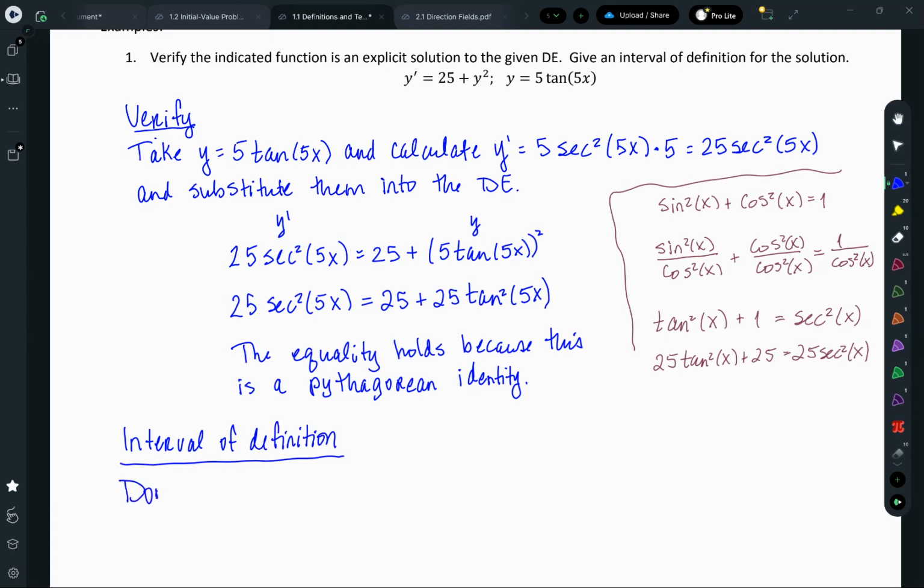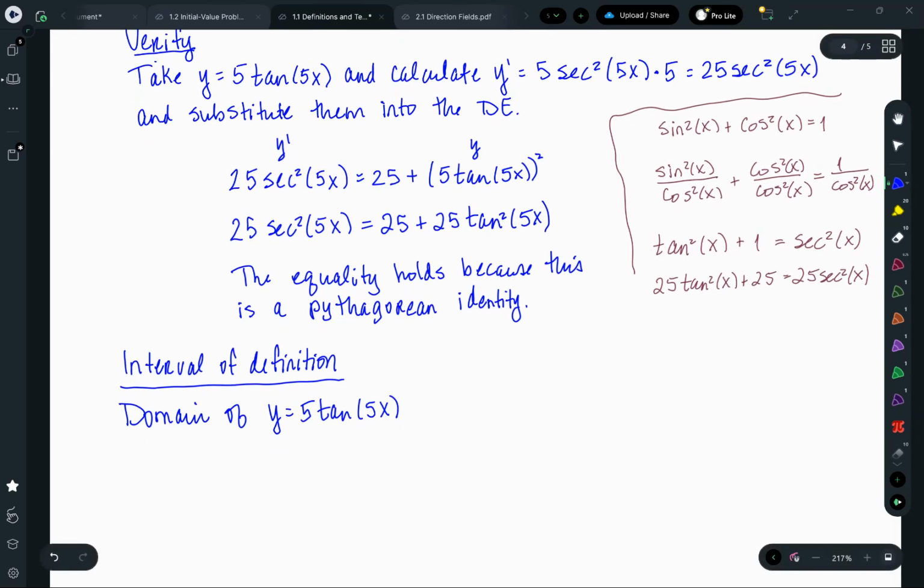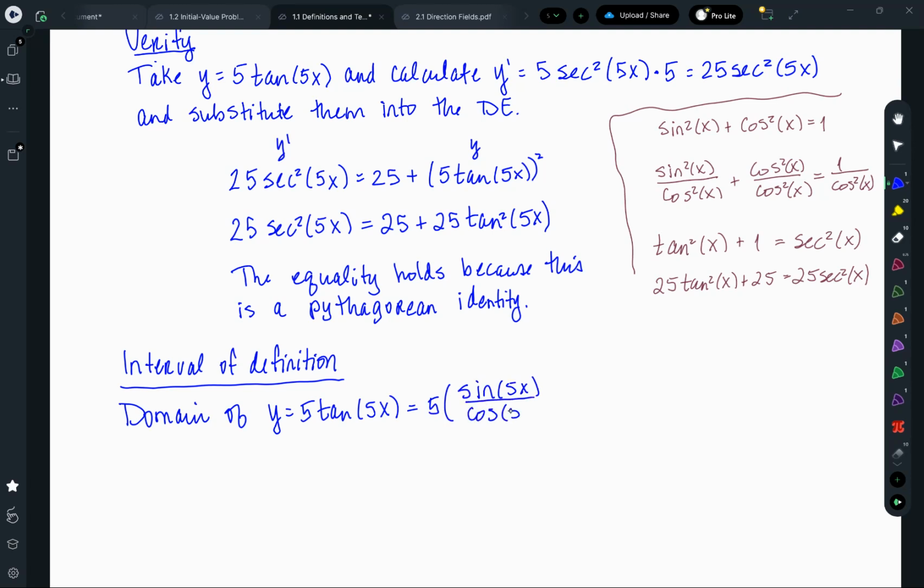So if we want the domain of y equals 5 tangent of 5x, then we need to think of it in terms of sine and cosine maybe. So this would be 5 times sine of 5x over cosine of 5x. And then maybe it's a little bit easier to see that tangent is not defined anywhere that cosine of 5x is equal to 0.